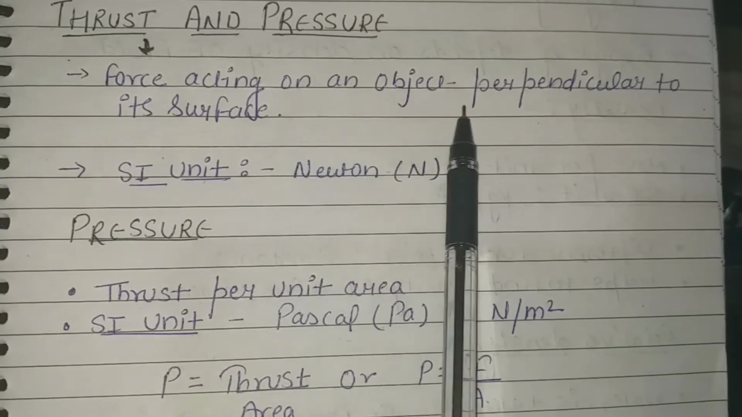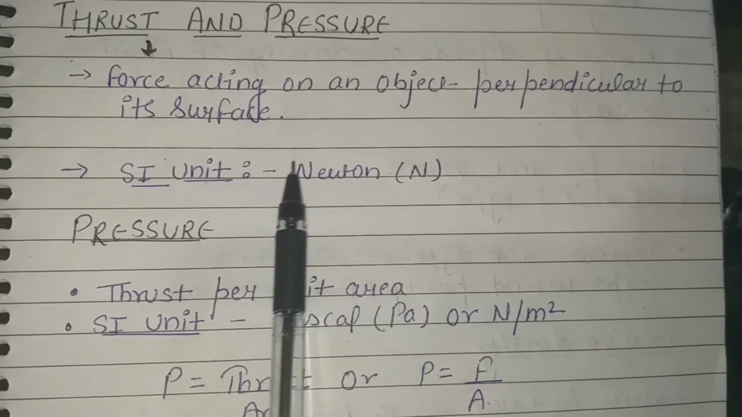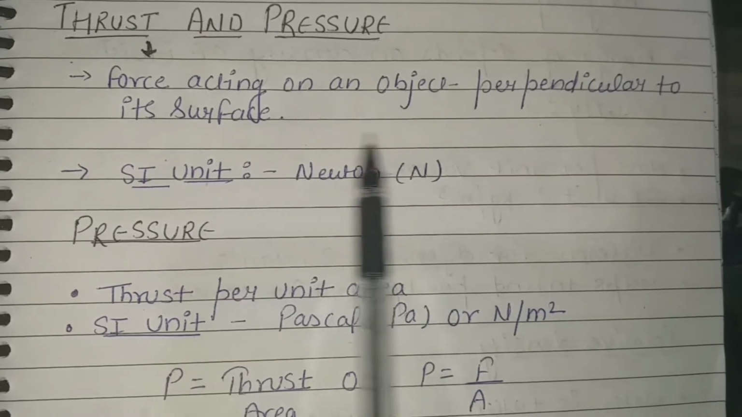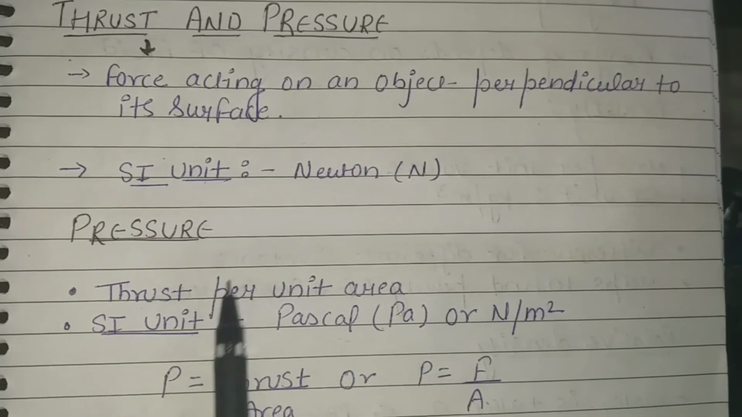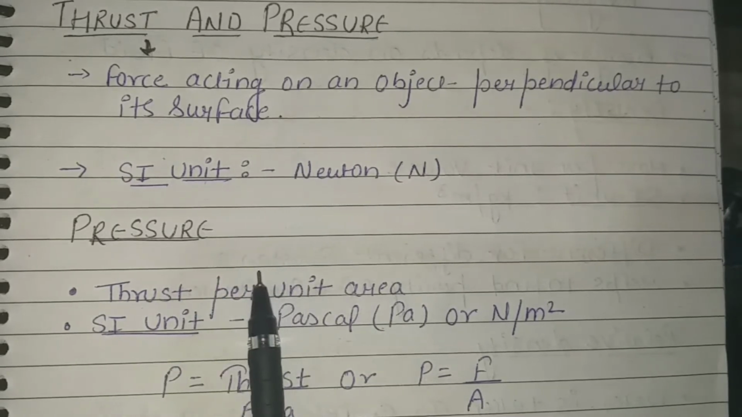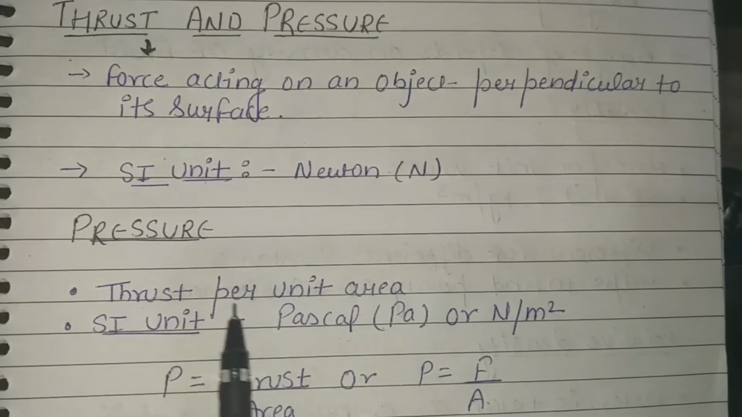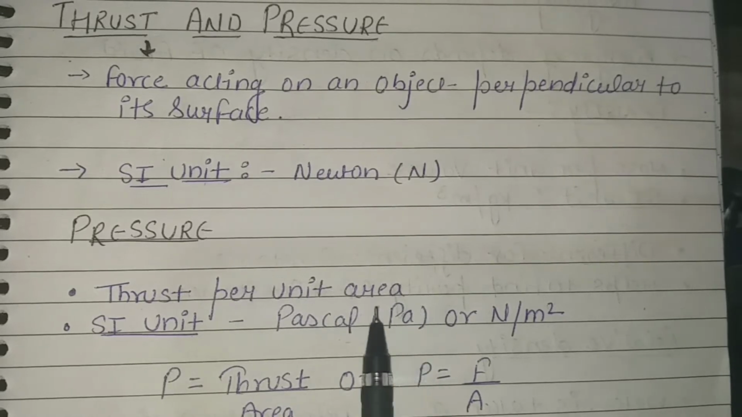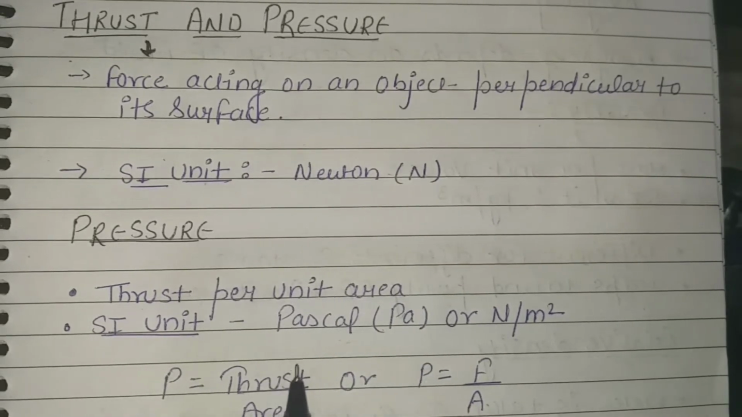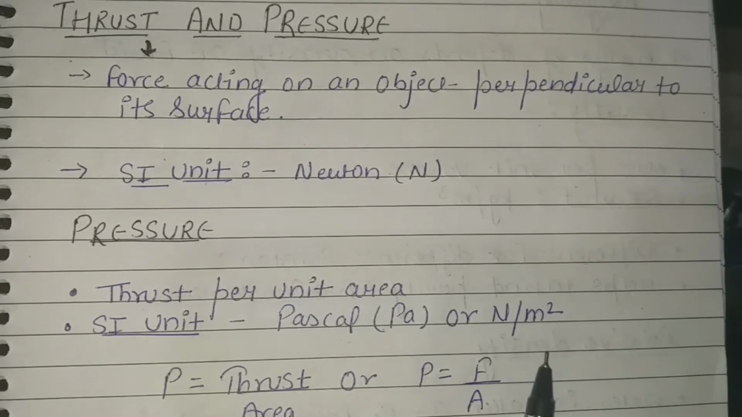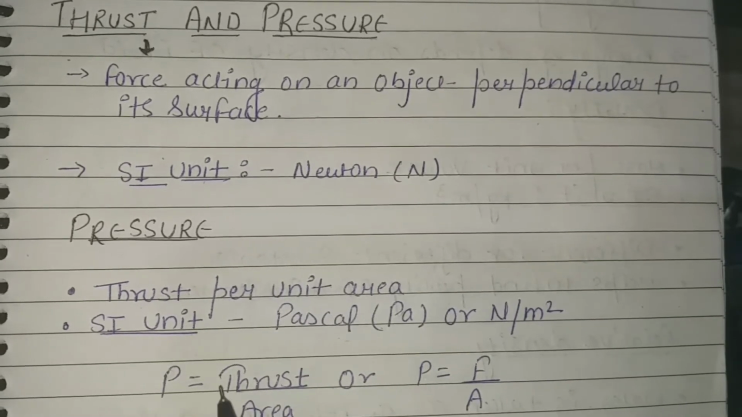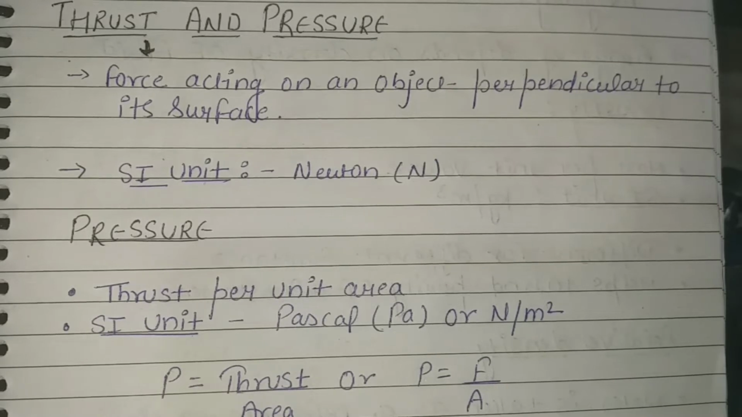Thrust is the force acting on an object perpendicular to its surface, and its SI unit is Newton. Now let's talk about pressure. Pressure is nothing other than the thrust per unit area. The SI unit of pressure is Pascal or Newton per meter square, and the formula of pressure is thrust per unit area.